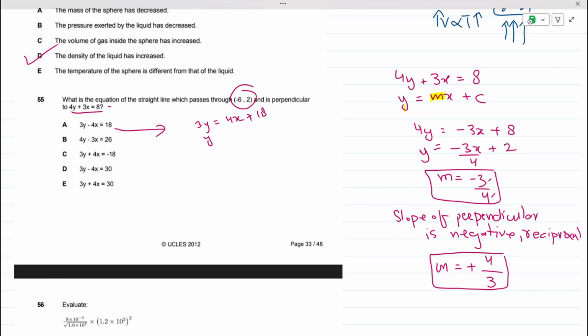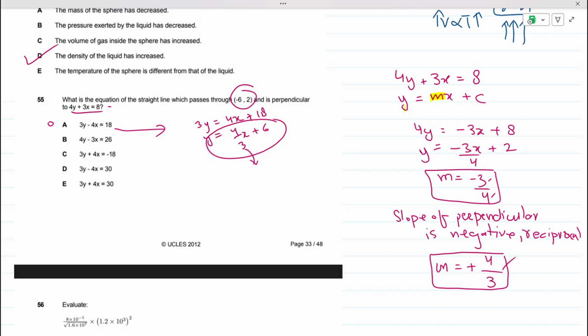I have to segregate my y, so of course I have to divide by 3 on both sides. So y = 4/3 x, and 18 divided by 3 is 6, so plus 6. I was supposed to find this slope. If I say this is my slope form, y = mx + c, then m is the slope, so 4/3 is my slope. So this can be my answer.